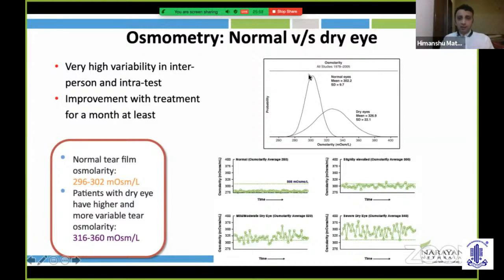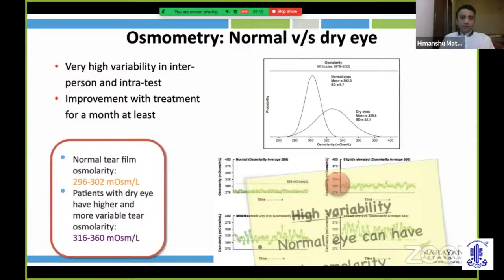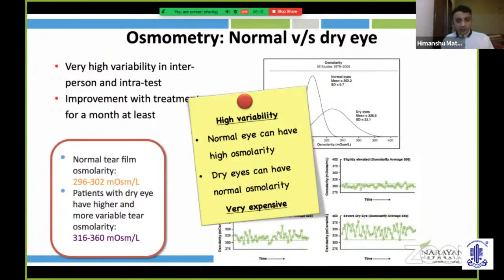And if you look at the curve in normal versus dry eye, there's a huge crossover between them. That means you can have cases which are normal and yet have abnormal values of the test, or in the same way you can have a dry eye case but still have a normal value. So looking at all these things, very high variability and very high expense involved, both the machine as well as the consumable, it's a little difficult to implement in our country.